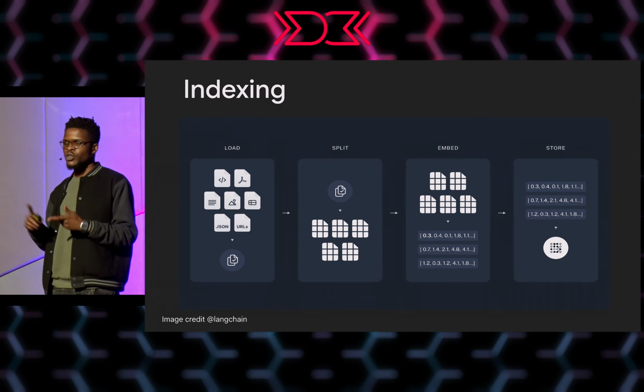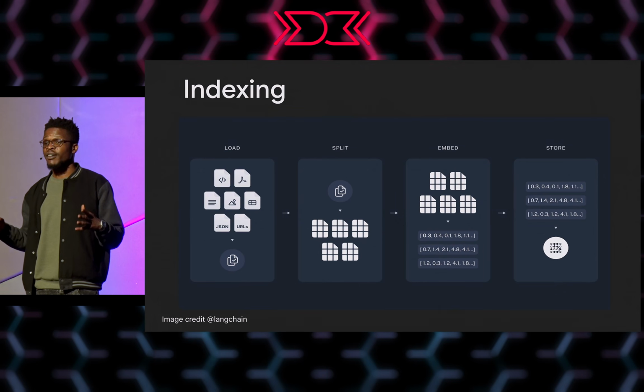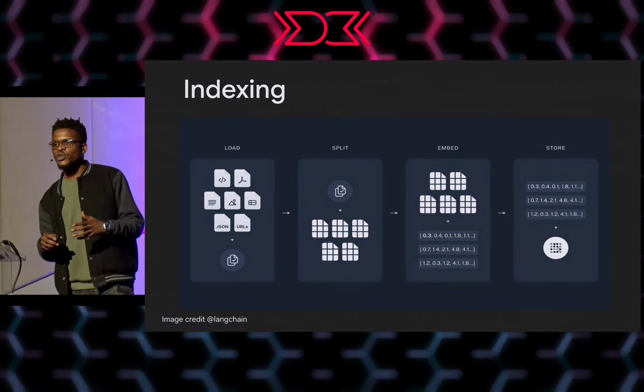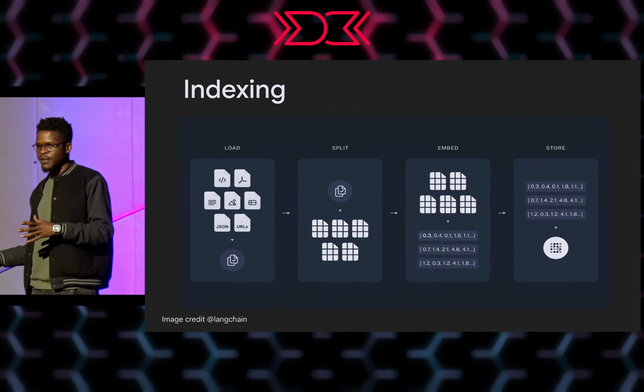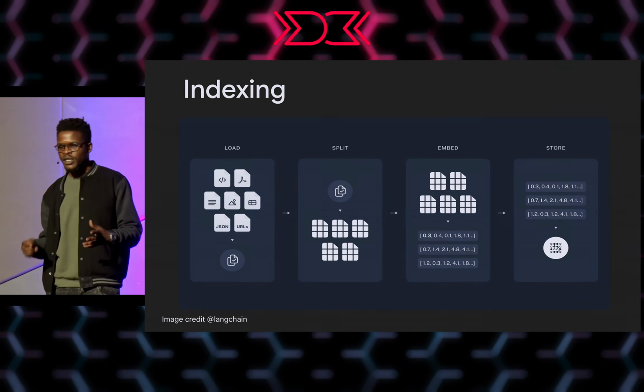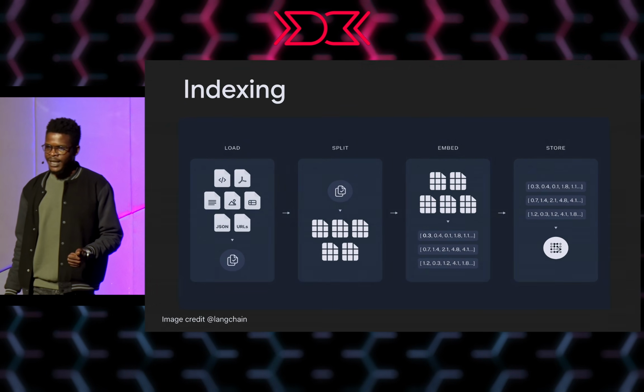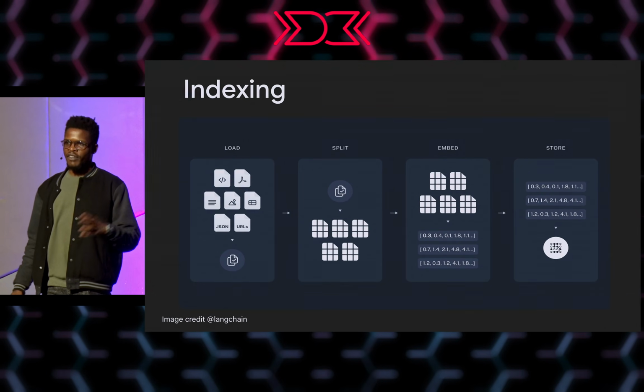It might be doc files, whatever file you might think. It might be images. We can vectorize them and store them in a vector database so that the LLM can ask. How the process goes: we start by loading, we split the data, we embed the data, and we store it in our vector database.